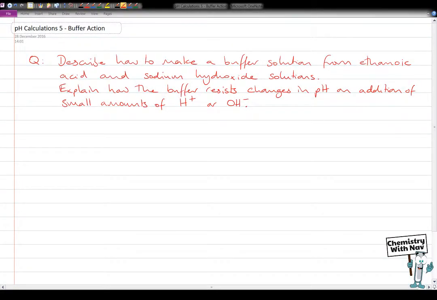In today's video we're going to look at buffer action. So I've found a question which is quite typical to A2 papers, and it says: describe how to make a buffer solution from ethanoic acid and sodium hydroxide solutions. Explain how the buffer resists changes in pH on addition of small amounts of H+ or OH-.